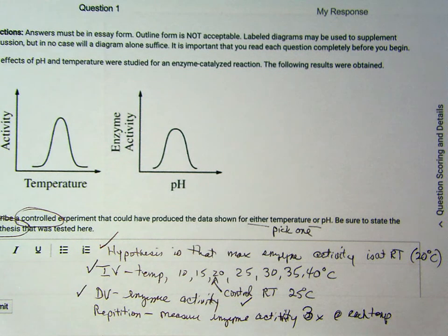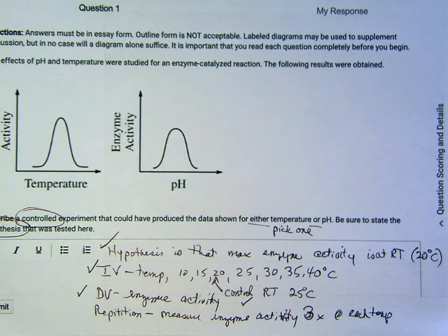Alrighty, so hope that helps. And just to summarize, if you're asked to design an experiment, make sure to clearly state what your hypothesis is. Make sure to state what your control is. Make sure to identify the IV and the DV.